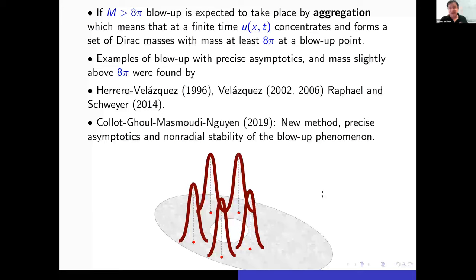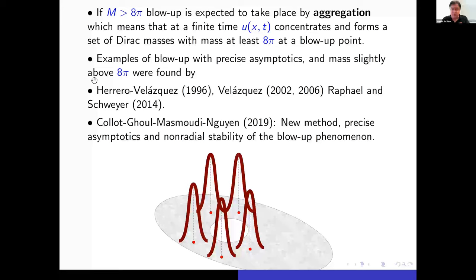I will comment, it's not surprising that 8 pi is playing some role here, because precisely you will see blow-up only if the mass is bigger than 8 pi. A very important result in this line is due to Herrero and Velázquez already quite a few years ago. In 1996, Herrero and Velázquez constructed radially symmetric solutions with mass a little bit above 8 pi and found precise asymptotic behavior of those. They blow up exactly at the origin, only at the origin, and you see the profile that is giving you a contribution of mass 8 pi.